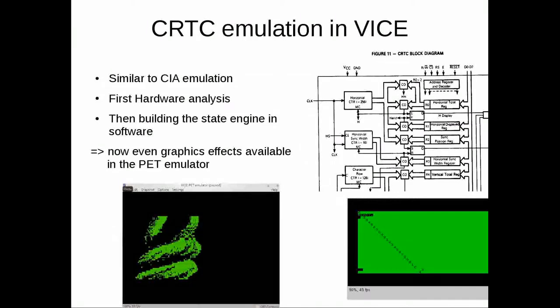Another chip I did on the device emulator was the CRTC, cathode ray tube controller emulation. It worked basically similar to the CIA emulation, first doing hardware analysis, then building a kind of state engine in software, and working on that, and doing all the event queue approach. And now even graphics effects are available in the PET emulator. If you haven't seen the No Pets Allowed demo, I suggest you try it out.